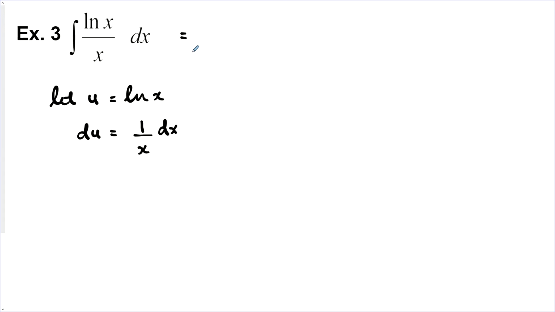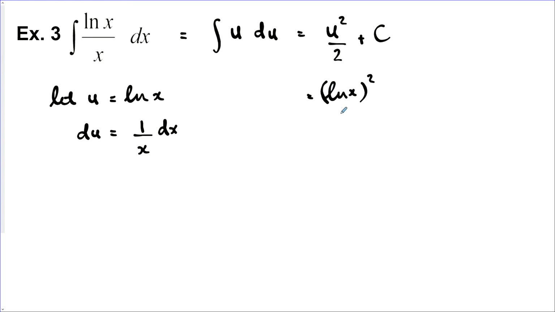Now we can make the substitution. This is just u, and the 1 over x dx is just du. So this couldn't be easier. It's just u squared over 2 plus c, and we'll put our x back in here. Natural log of x squared over 2 plus c.